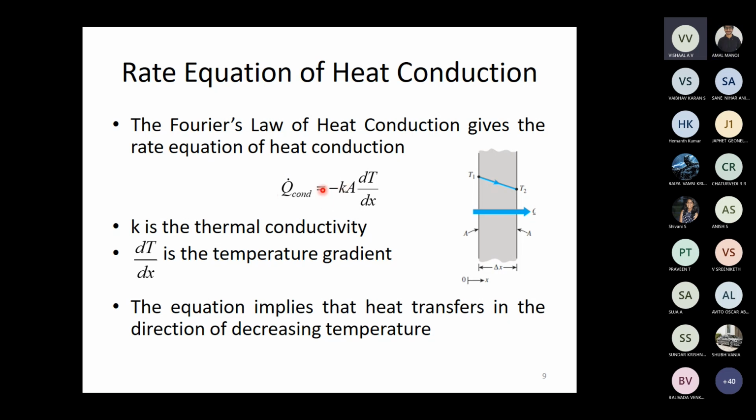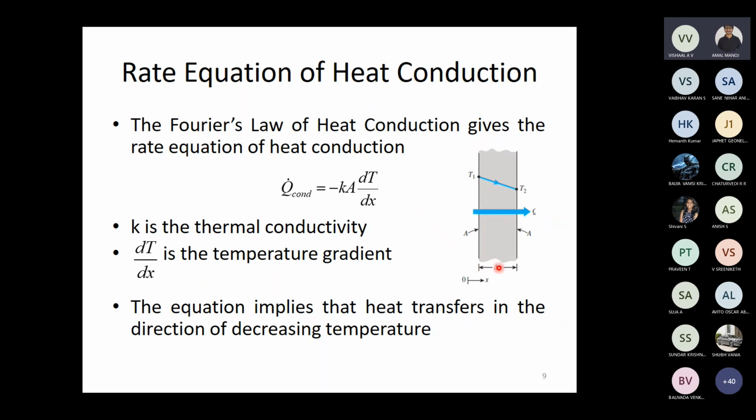Now coming to this minus sign. The minus sign in this equation indicates a very important phenomenon. Now you see here, this is the origin and this is the x direction. X direction is to the right. So when we want to evaluate the thermal gradient dT by dx, dT is the change in the temperature. But always in engineering, change is final minus initial. So dT is actually T2 minus T1.